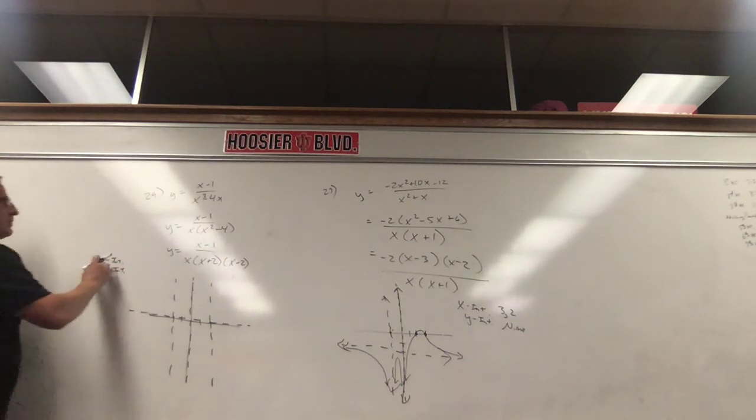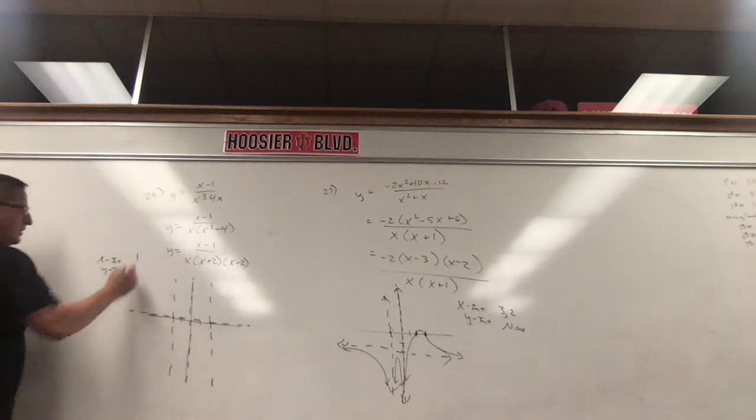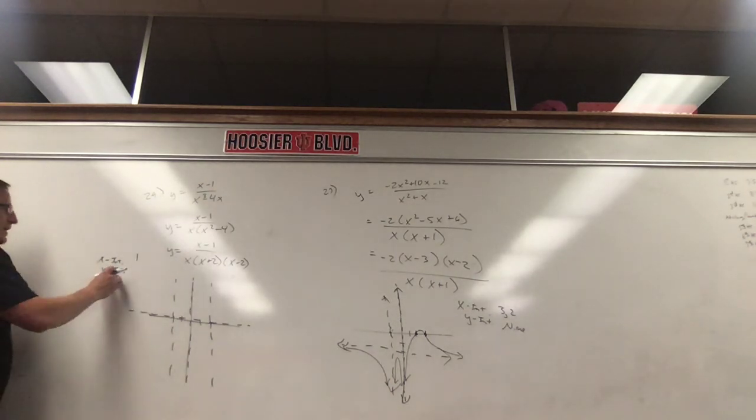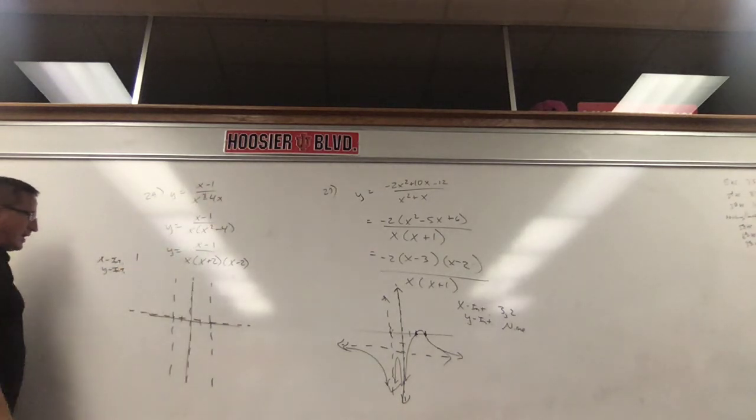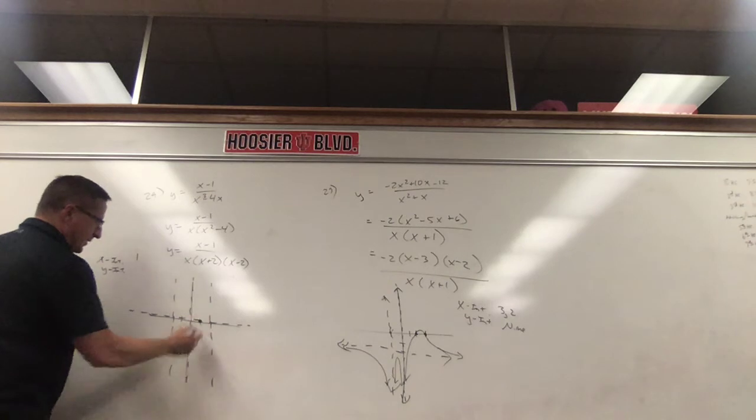Okay? Our x-intercept and our y-intercept. Well, the x-intercept, plug in a 0 for y. What makes the top 0? 1 makes the top 0. Y-intercept, plug in 0 for these x's. You can't plug in 0 for the x's because it's an asymptote anyhow. So your x-intercept is positive 1. Okay?